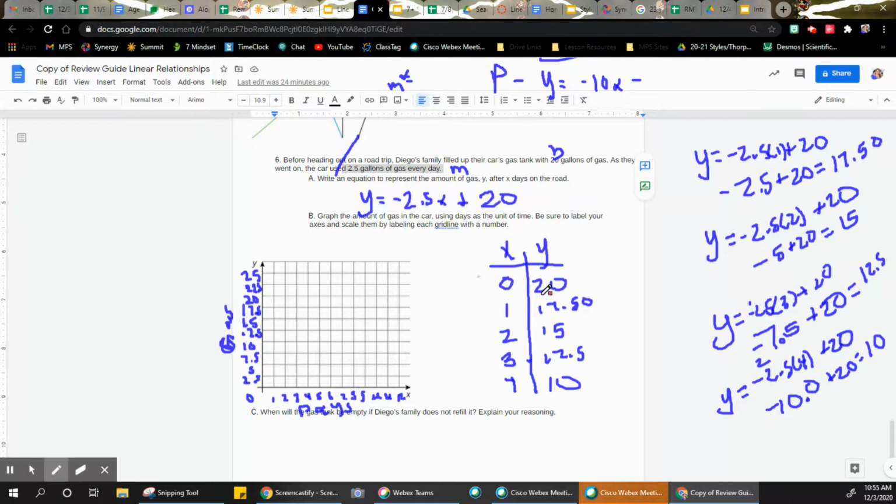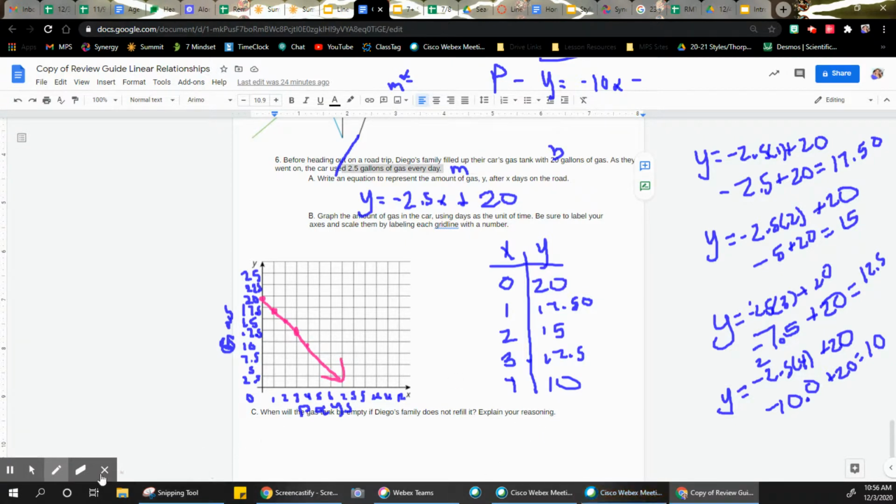Okay? I'm going to change my color to make my graph a little bit more obvious. So my first point is at 0, 20. So 0, 20 here. My second point is at 1, 17.5. Then at 2, 15. Then at 3, 12.5. Then at 4, 10. And it's going to keep going. So there is my line right there.